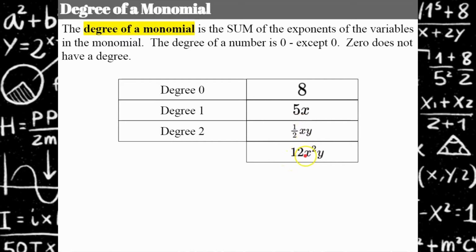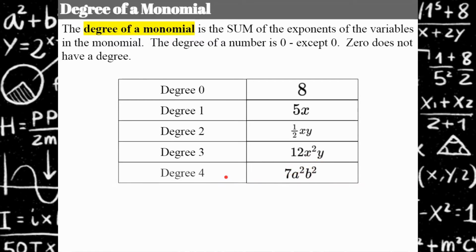Here I have 12x squared y, a monomial with a degree of 1 plus 2, giving me 3. Here, 7a squared b squared, I'm going to add the exponents, and it has a degree of 4. So right here, don't forget the invisible 1. I have an invisible 1 video out there you should take a look at. 1 plus 4 gives me a degree of 5.